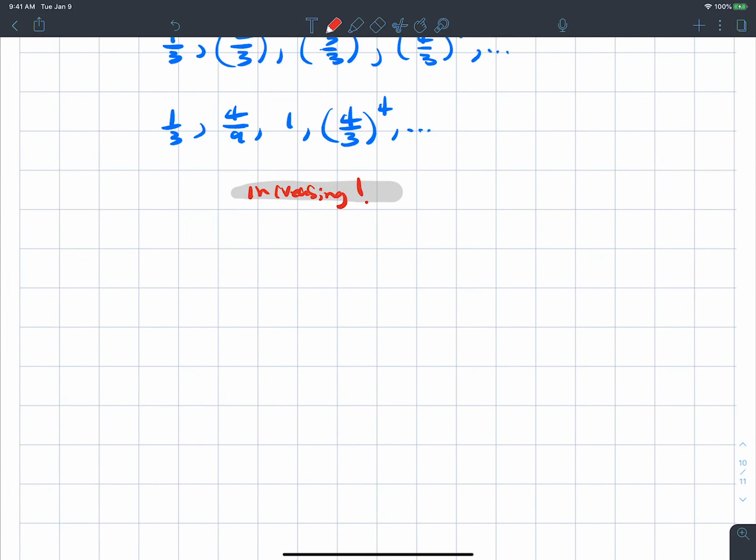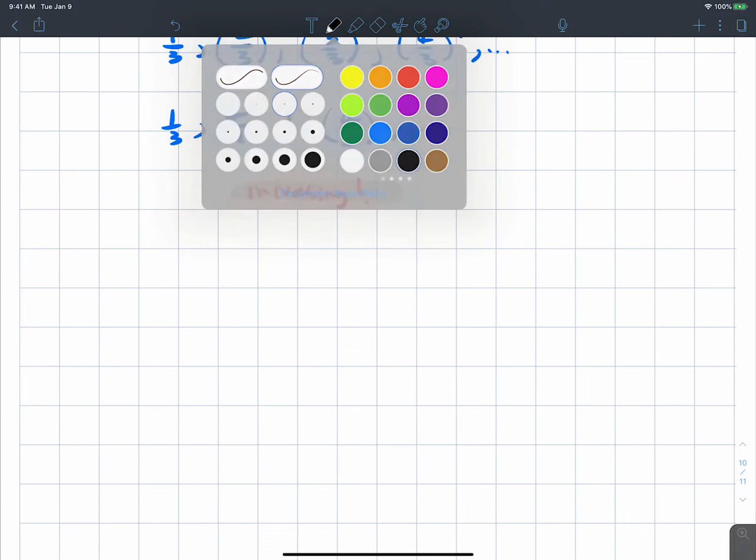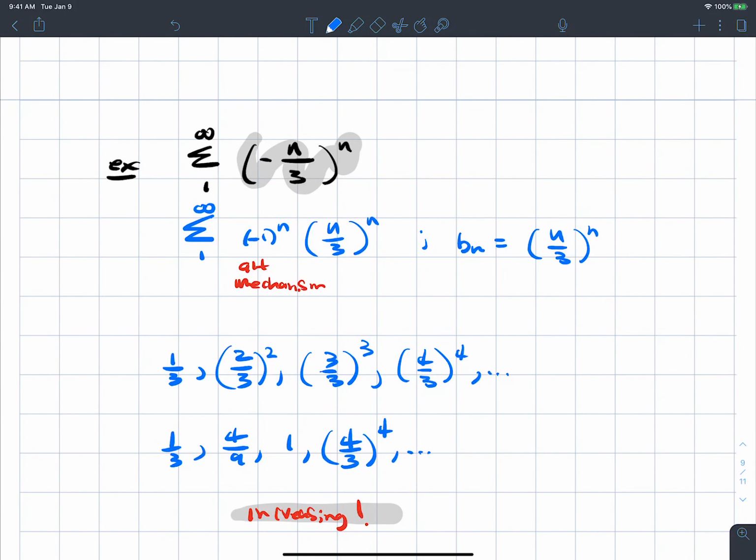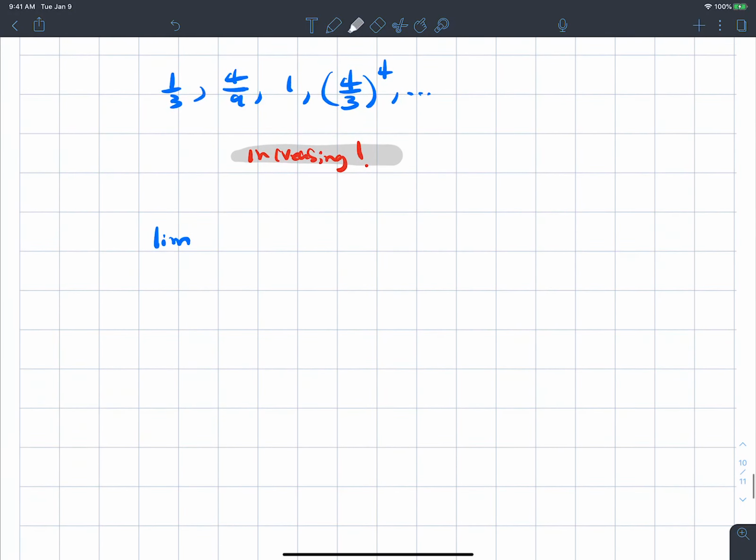Okay, we know it's increasing, so don't even try to find the limit hoping that it equals 0. So the limit here, now we're going to look at the whole thing. The whole thing is an. Because we can't even use the alternating series test, we're going to have to try the test for divergence, which means the limit of an. The limit as n gets big of (-1)^n times n over 3^n.